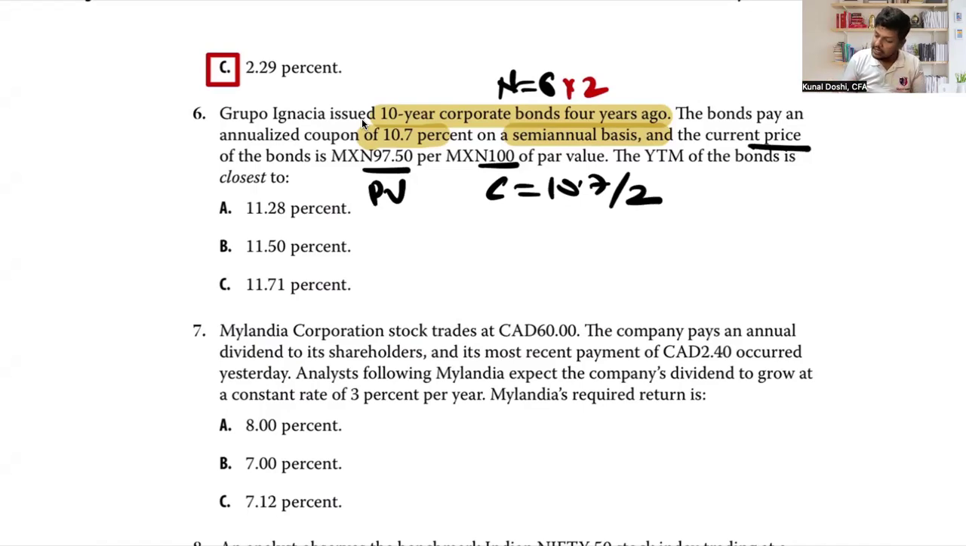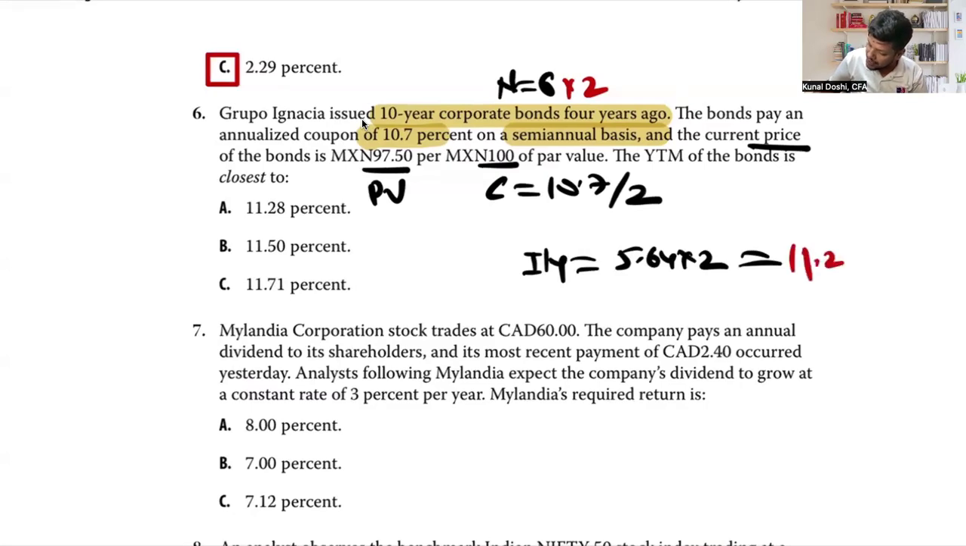Okay, so all I have to do is 6 into 2, 12 will be my N, 10.7 divided by 2 will be your PMT coupon, 5.35 will be your coupon. PV, remember PV, put negative sign, PV 97.5, 100 put FV and compute I by Y, you will get an answer of 5.64. But remember, this is semi-annual I by Y. Your I by Y is semi-annual 5.64. You need to multiply with 2, whatever your answer is. On the screen, you will get 11.28%. That's your annualized I by Y.